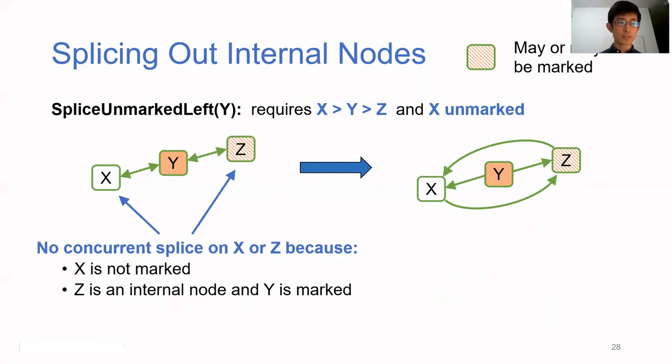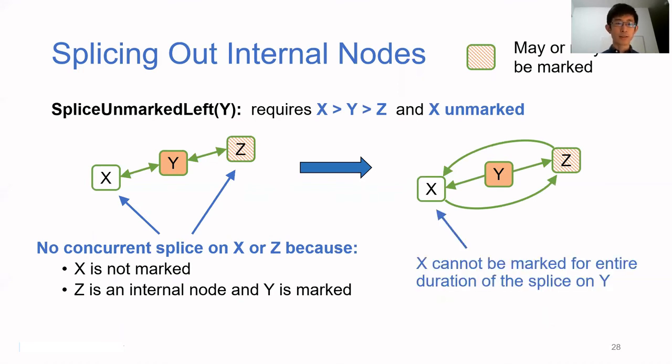And the reason why this is safe is that there can't be a concurrent splice on X because it's unmarked. And there also can't be a concurrent splice on Z because it's an internal node and Y is marked. And to make this argument work, we have to make sure that X is not marked for the entire duration of the splice on Y. And we do this by installing descriptors on X and using some fairly intricate helping techniques that I won't have time to get into in the presentation.